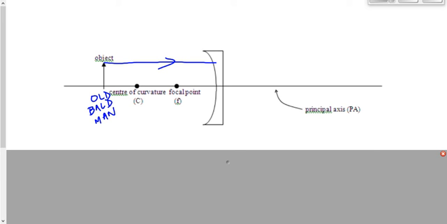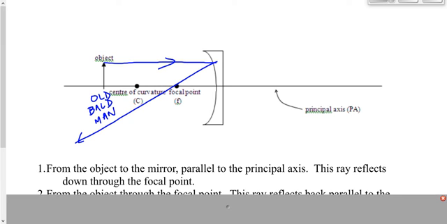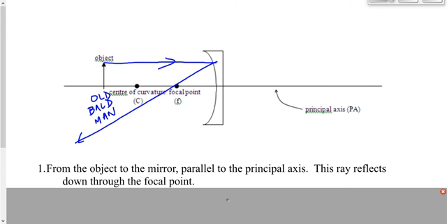Where does it go? It will go through the focal point. All rays parallel to the principal axis will go through the focal point. The first ray is from the top of the object. It says from the object to the mirror. It should say from the top of the object to the mirror, parallel to the principal axis, and it reflects down through the focal point.